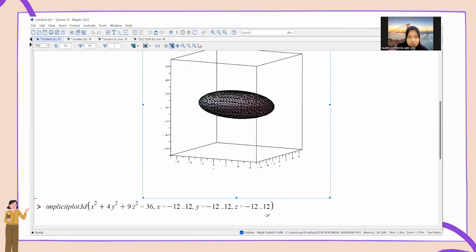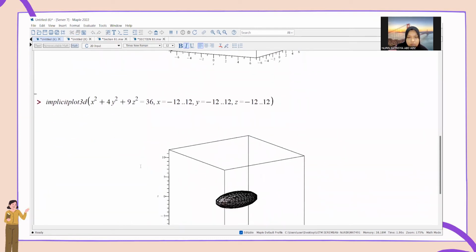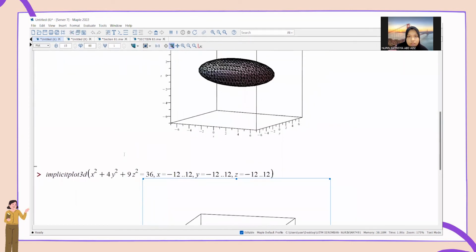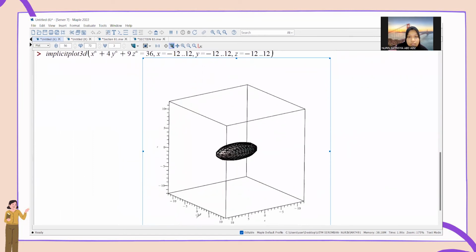Next, we want to test with another limits of variable. So implicit plot 3D, open bracket, x squared plus 4y squared plus 9z squared equals 36. And now we assume that x, y, z has the limit from -12 to 12. Then we will get this image. So from the figures that we get from the commands, we can conclude that the name of the surface is ellipsoid.